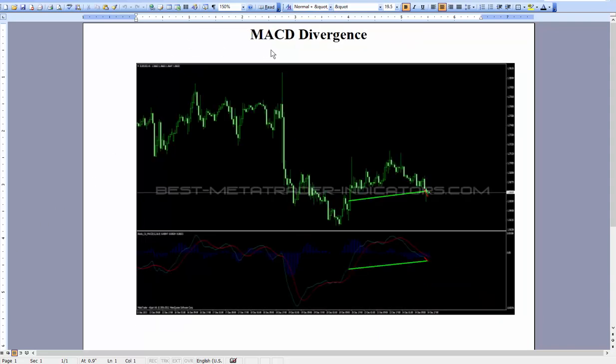I love using the MACD, and this one caught my interest because it prints the divergence automatically. So whether you should be buying or selling.